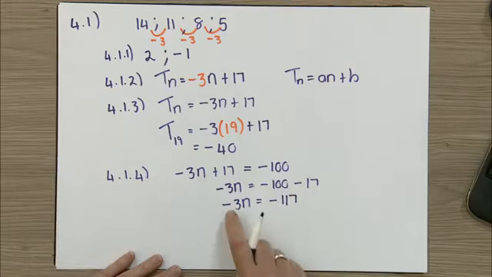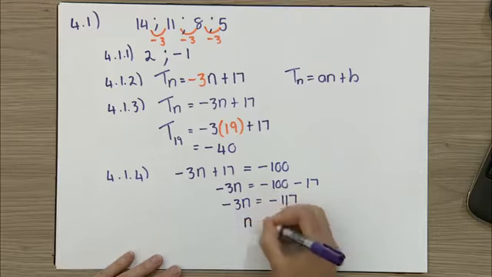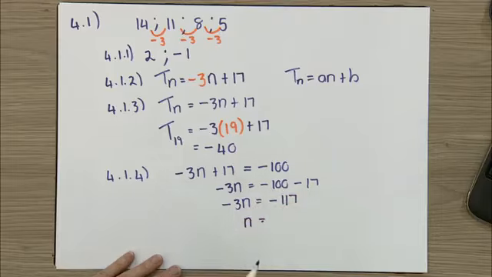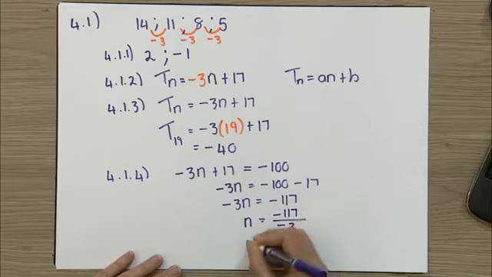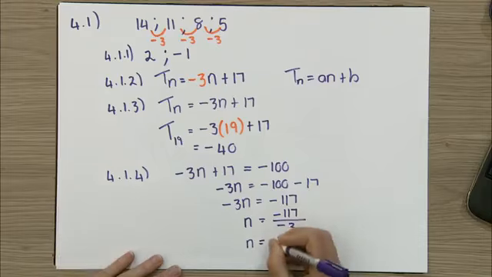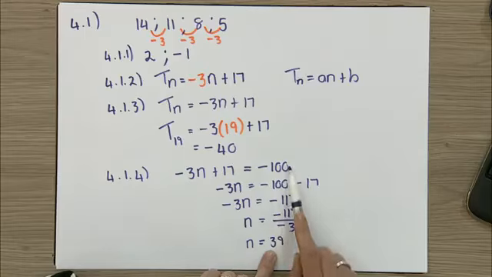Remember negative 3n means negative 3 times n. So if I only want n, I need to divide both sides by negative 3. So negative 117 divided by negative 3. So n is 39. That means the 39th term will be equal to negative 100.